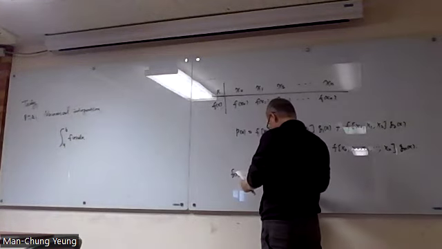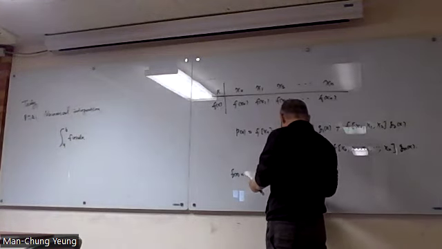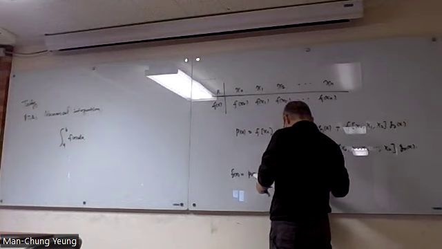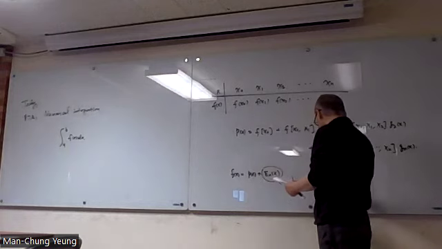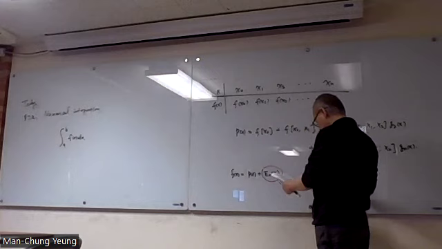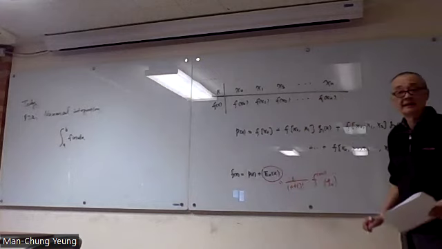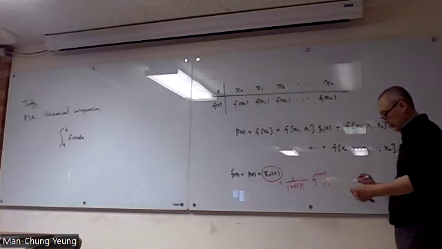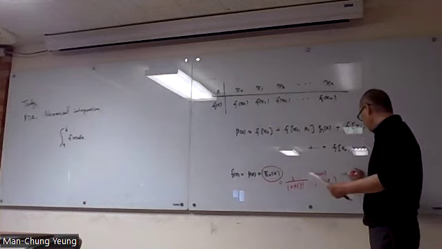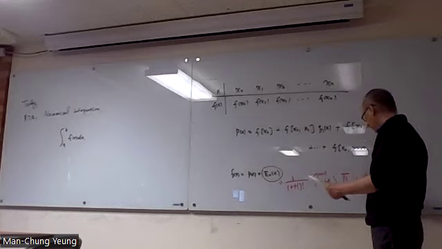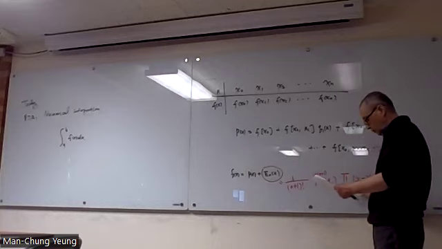En is 1 over (n plus 1) factorial times the (n plus 1)th derivative of f at some point psi of x, and then times the product of (x minus xi), i from 0 to n.